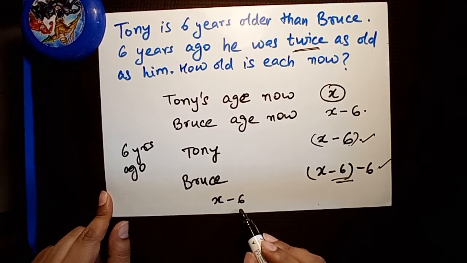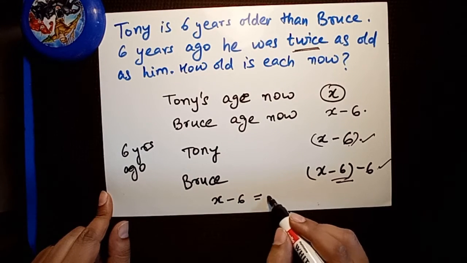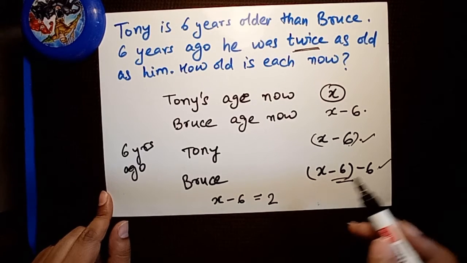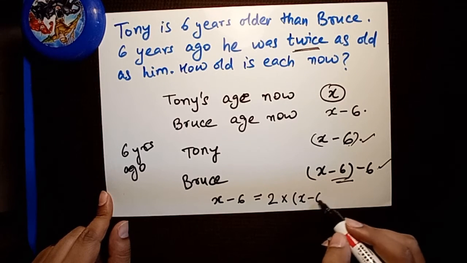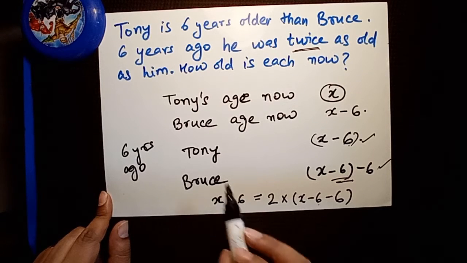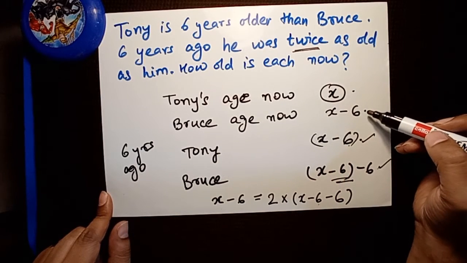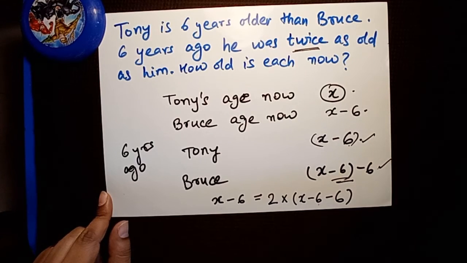Tony's age 6 years ago is equal to twice, meaning double, meaning multiplied by 2. Multiplied with what? Age of Bruce 6 years ago. So 2 multiplied by X minus 6 minus 6. This is the equation that we need to solve to get X, which is Tony's age now. And if we have X, we can calculate X minus 6 and we will have the age of Bruce as well now.